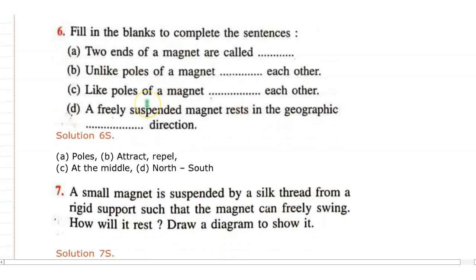These are easy questions. Fill in the blanks to complete the sentences. Two ends of a magnet are called magnetic poles. Unlike poles of magnets attract each other. Like poles of magnets repel each other. A freely suspended magnet rests in the geographic north-south direction.